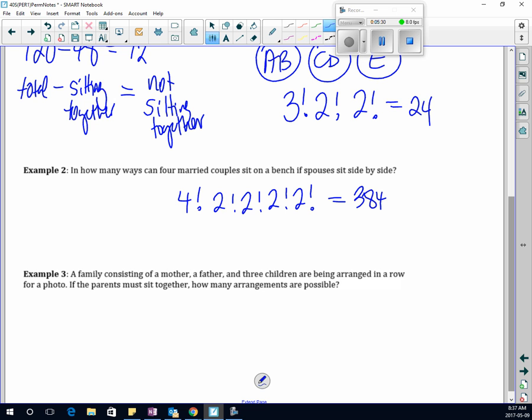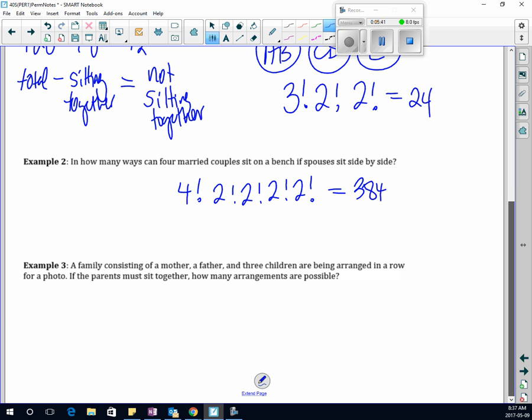Okay, a family consisting of a mother, father, and 3 children are seated in a row for a photo. If the parents must sit together, how many arrangements are possible? So how many groups do I have? 4 factorial, 2 factorial, which is what, 24 times 2? 48. Any questions there? These are pretty easy now, once you know how to do it.